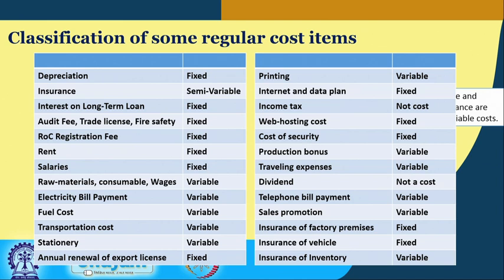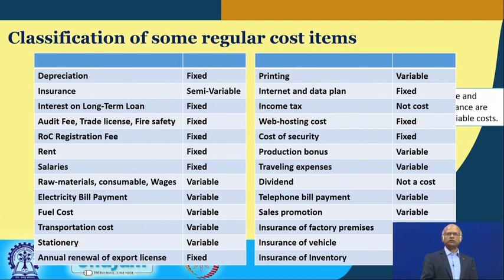Rent is fixed, then fuel cost is variable because it changes with level of production. Stationery is variable, like printing is variable, whereas internet connection you pay on a monthly basis, because it is a periodic cost; you have to pay that no matter what the production rate is or how much you sell.